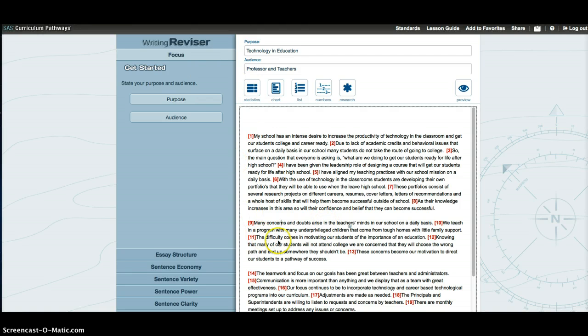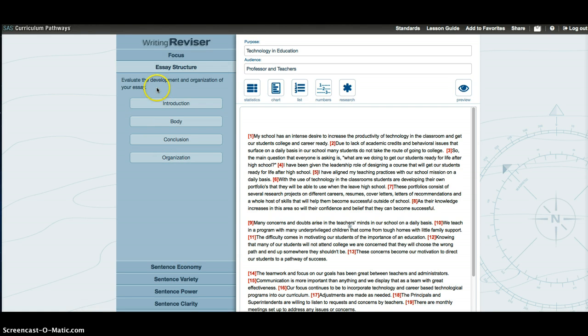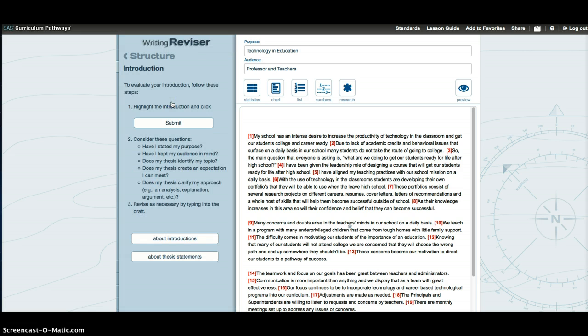All right, so now let's take a look at the essay structure. So I'm going to click this bar right here. It's going to break it down for us. We're going to evaluate the development and organization of the essay. So if we look at the introduction, it gives you some simple steps to evaluate your introduction. We're going to highlight the introduction and click submit. So this essay, unfortunately, did not have a great introduction. It kind of was more, this should maybe have been more of a body paragraph. But let's take a look and see what they suggest here.